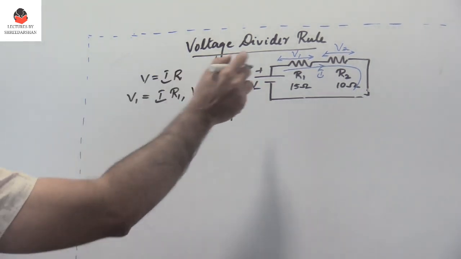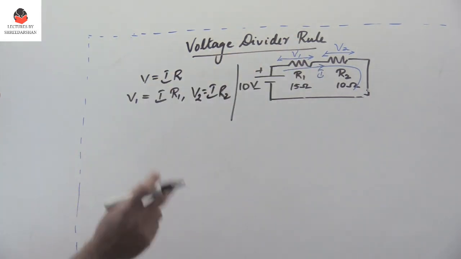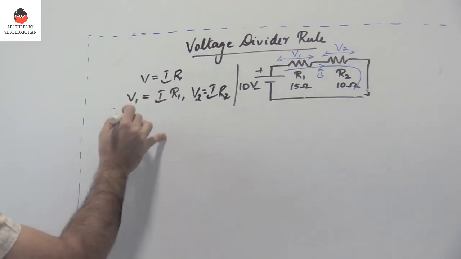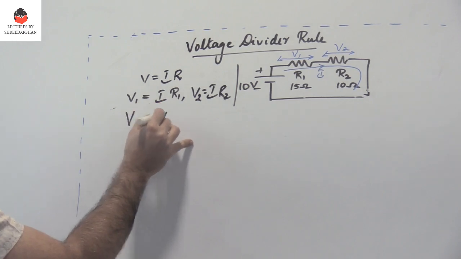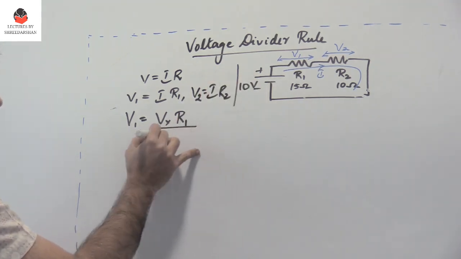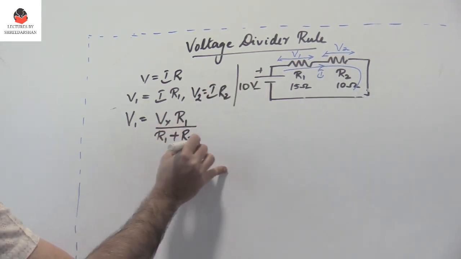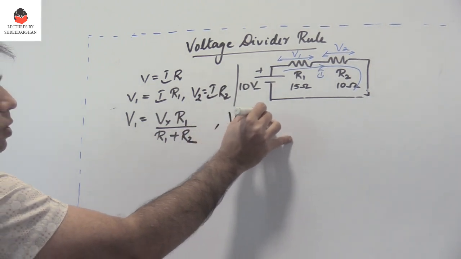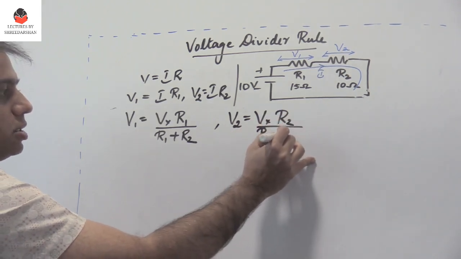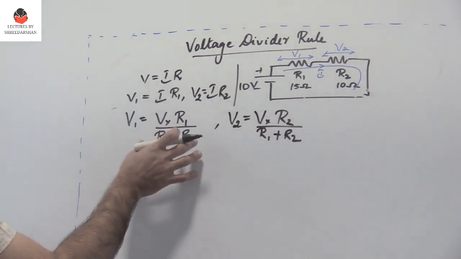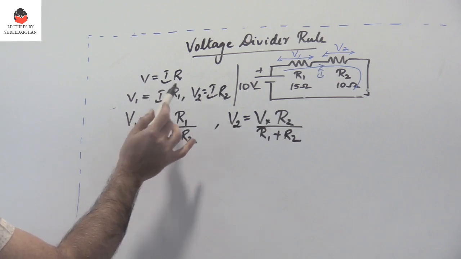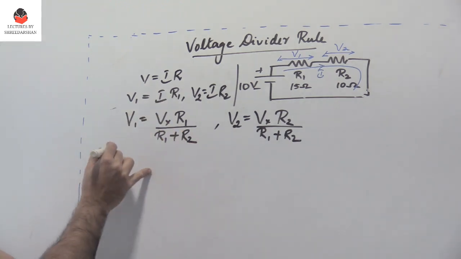But how do we find the voltage V1 and V2 using the voltage divider rule? V1 equals total voltage into the resistance R1 divided by R1 plus R2, the sum of resistors. Similarly, what is V2? The total voltage into the resistance R2 divided by the sum of resistors. So we shall find the voltage using the voltage divider rule and also calculate by multiplying the total current into the respective resistors. So what is V1?